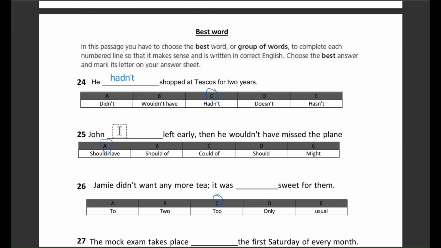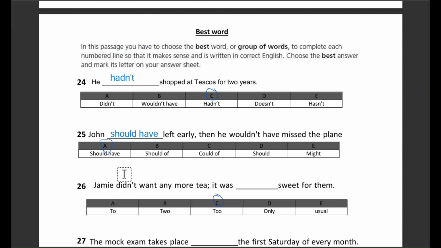Next, let's look at number 25. The sentence is, "John blank left early, then he wouldn't have missed the plane." Our options are A, should have, B, should of, C, could of, D, should, and E, might. The correct answer here is A, should have. This means that John should have left early. It's important to know that should of sounds similar, but it's not grammatically correct. It's a common mistake people make, so be careful with that one.